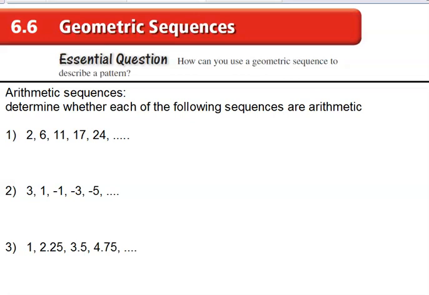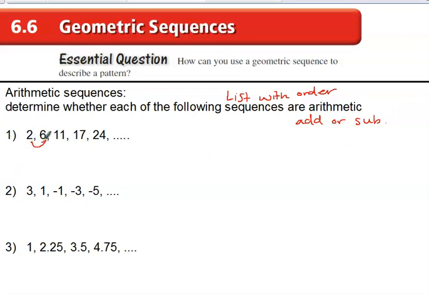Hello, in today's video we're going to introduce section 6.6 on geometric sequences. A sequence is just a list of numbers that has a particular order. An arithmetic sequence means the order of the numbers is dependent on addition or subtraction. So to determine whether each of the following sequences is arithmetic: a sequence is a list with an order. Arithmetic means that the order is adding or subtracting.